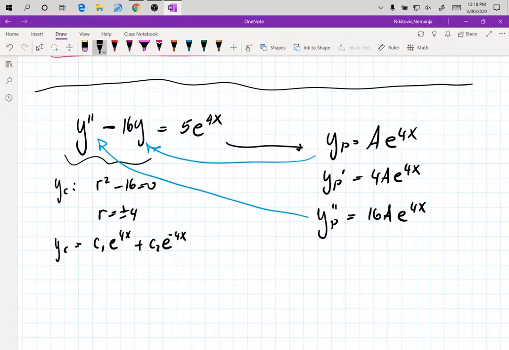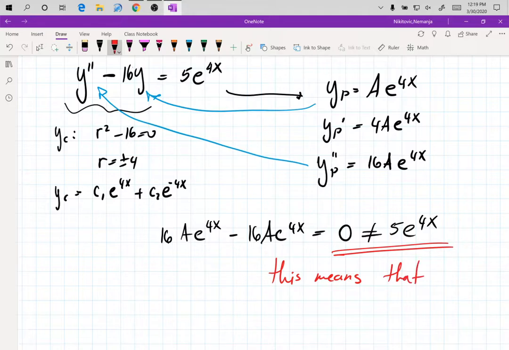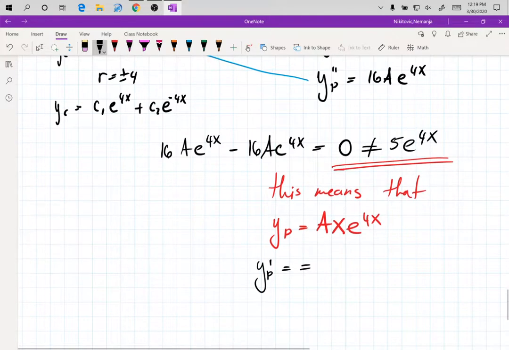And that is going to be equal to what? 16A e to the 4x minus 16A e to the 4x equals 0, which is not the same as 5e to the 4x, so we can't use that. So when you have this situation, this means that yp is Ax e to the 4x. So we plug in this x, and now we have to do yp prime and yp double prime, which involves the product rule. So now we do the product rule here, and then we have the second derivative, more product rule, and then we plug those into the equation.